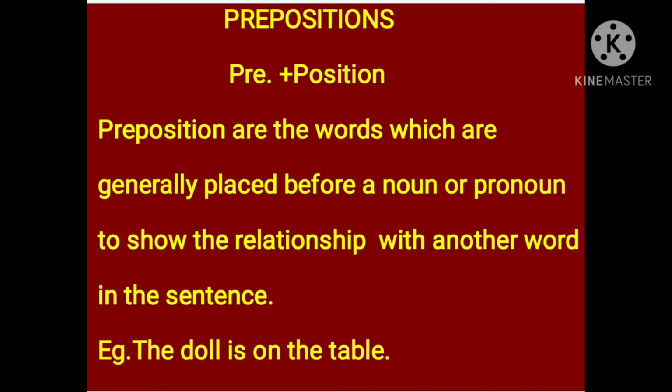Prepositions are the words which are generally placed before a noun or a pronoun and tell us the relationship about the other part of the sentence. Here one example is given, children. The doll is on the table. Here the doll is a noun. It is a naming word and it shows the relationship of the doll with the table with the help of on in the sentence.